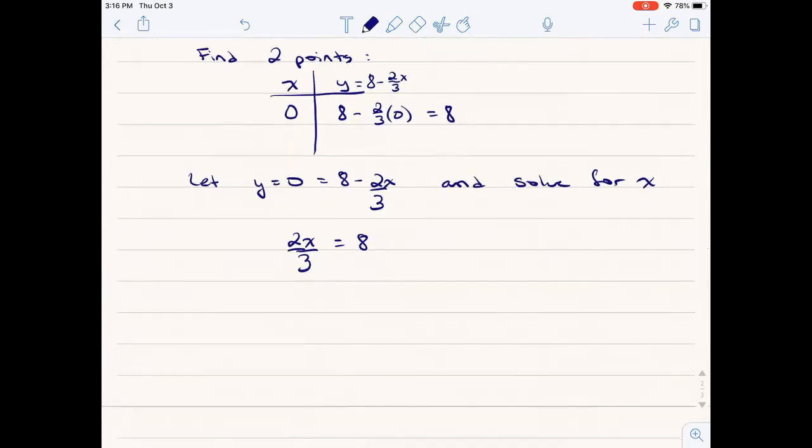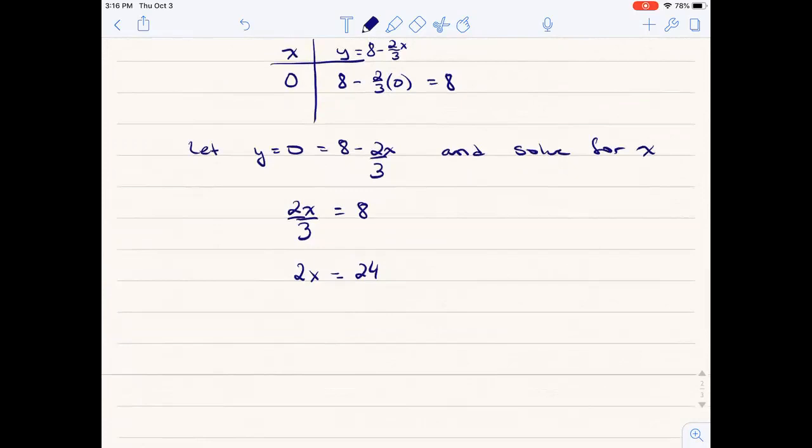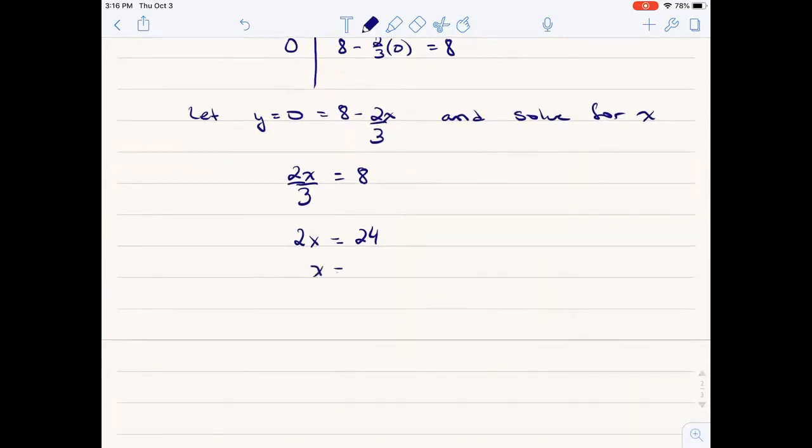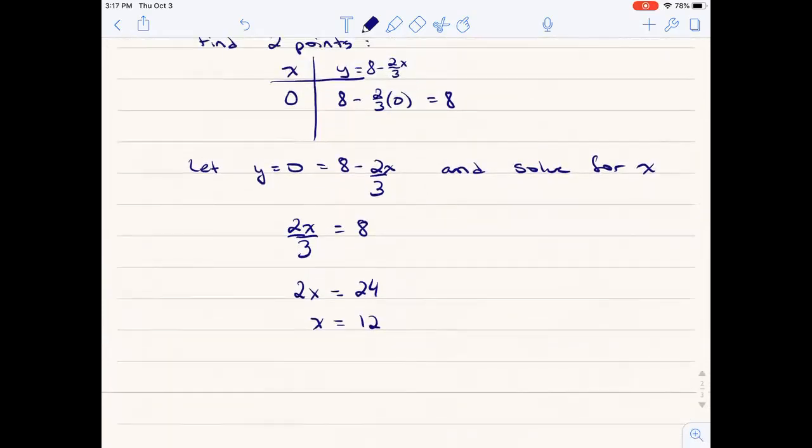So multiply the 3 over, we get 2x is 8 times 3, which is 24. And then we can divide both sides by 2, so we get x is 12. So what that tells us is that up here in our table, when y is 0, x is 12. And I'll just highlight that here and here.